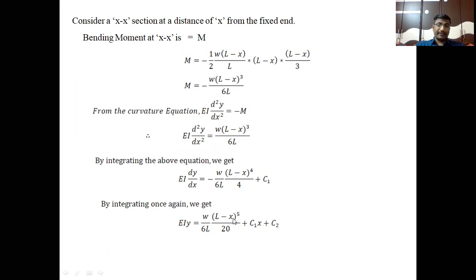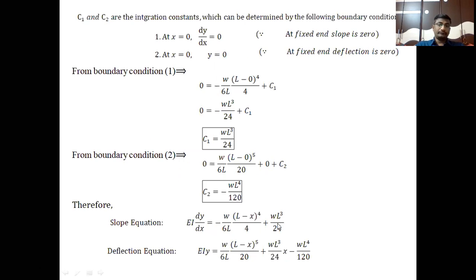W by 6L, (L minus 0) to the power 5 by 20, plus C1 into 0, which is 0, plus C2. So (L minus 0) to the power 5 by 20 plus 0 plus C2. From this we can get C2, another integration constant. C2 value is WL power 4 by 120. Therefore, C2 is equal to minus WL power 4 by 120. It goes to the other side, so it becomes a minus sign.